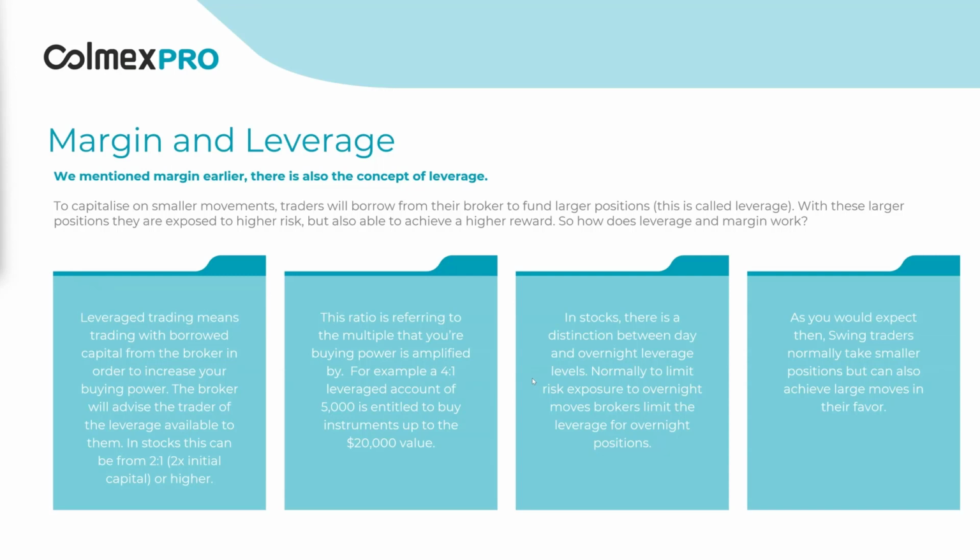So how does leverage and margin work? Let's start with leverage. Leverage trading means that you are trading with borrowed capital from the broker in order to increase your buying power. The broker will advise the trader of the leverage available to them, and in stocks this can range from 2 to 1, which means 2 times your initial capital, or higher. This ratio is referring to the multiple that your buying power is amplified by. For example, a 4 to 1 leveraged account of $5,000 is entitled to buy instruments up to the value of $20,000. In stocks, there's a distinction between day and overnight leverage levels.